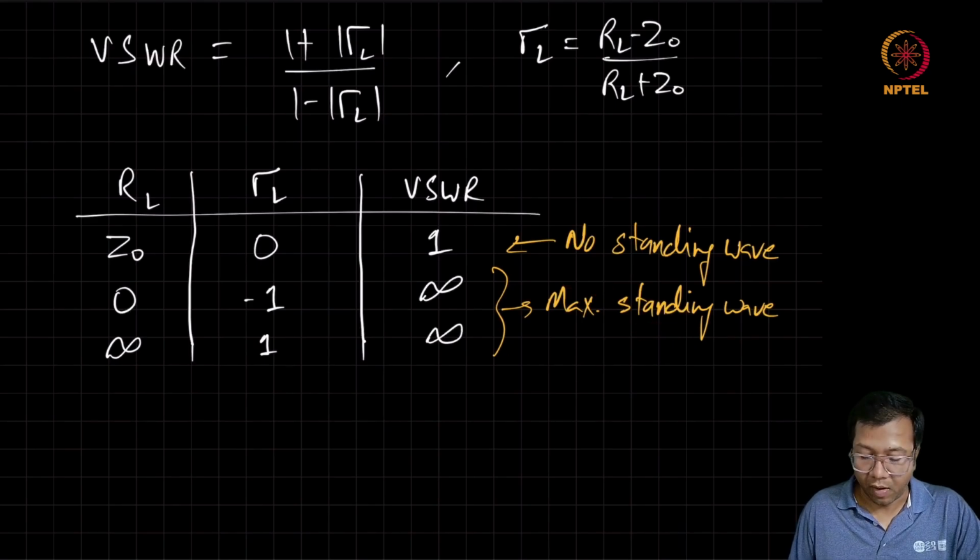indirectly a measurement of how much reflection is present on the line, or how much RL has deviated from the characteristic impedance of the line.